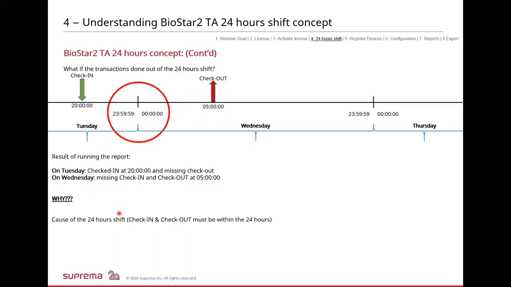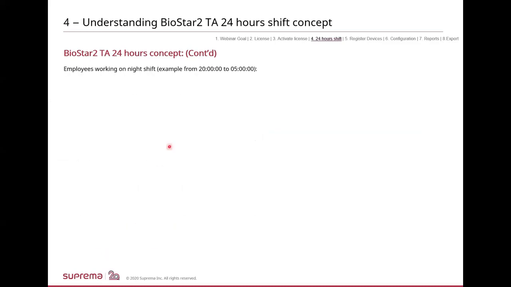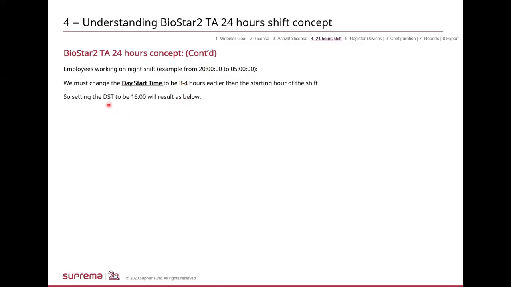And how to solve this situation? We need to create a night shift. So what do we do for the employees who are working the night shift? Let's say we have a night shift from 8 p.m. to 5 a.m. We need to select the day start time to be 3 to 4 hours earlier than the starting duty time. So if the duty time at night is 8 p.m., let's say minus 4. So let's set our day start time to be 4 p.m.